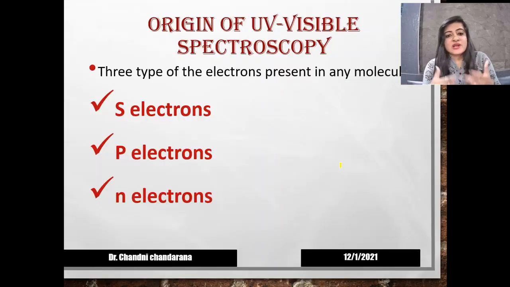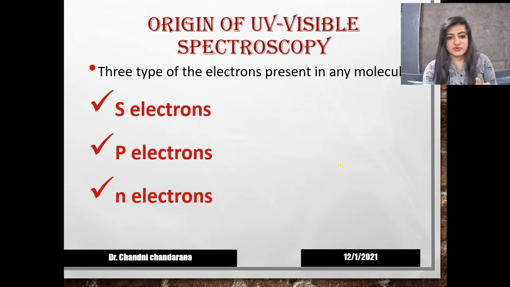Now we will see the basic principle of UV spectroscopy. As I said, the basic principle of UV is electronic transition. To study these transitions, there are 4 types of transition. But to understand that, we should understand the types of electrons. There are 3 types of electrons: sigma electrons, pi electrons, and n electrons.